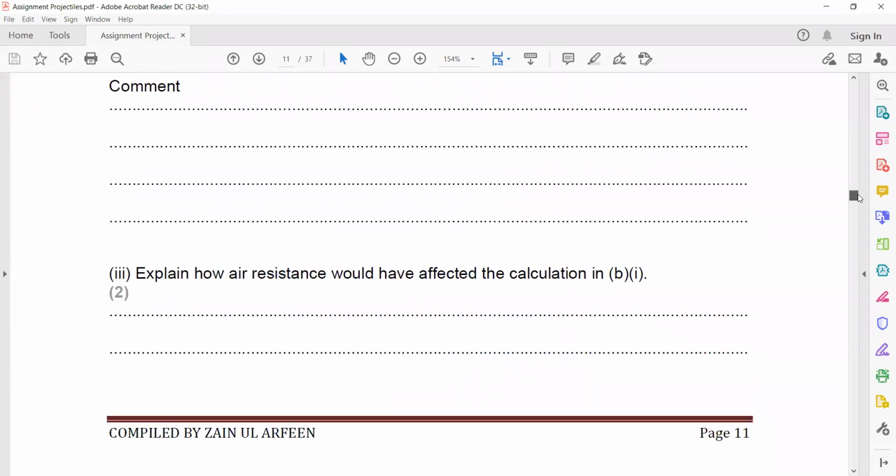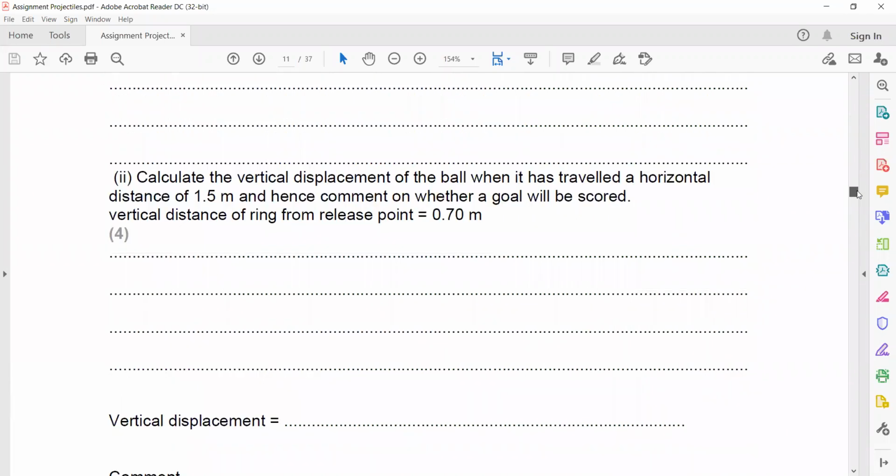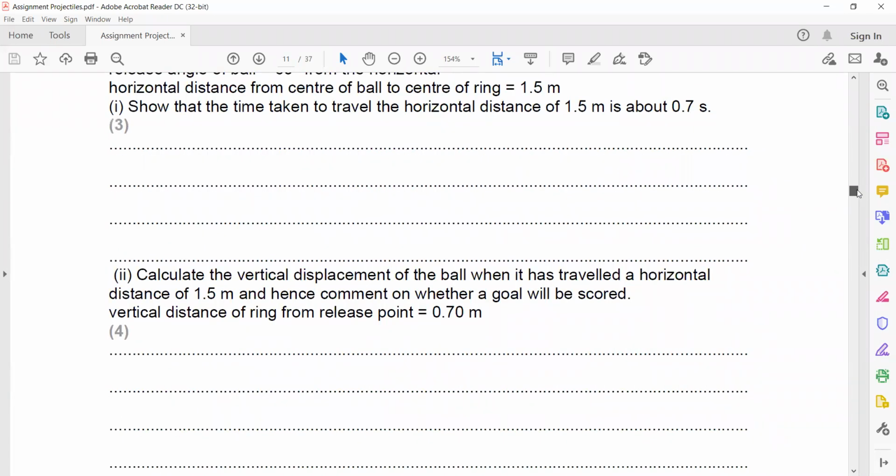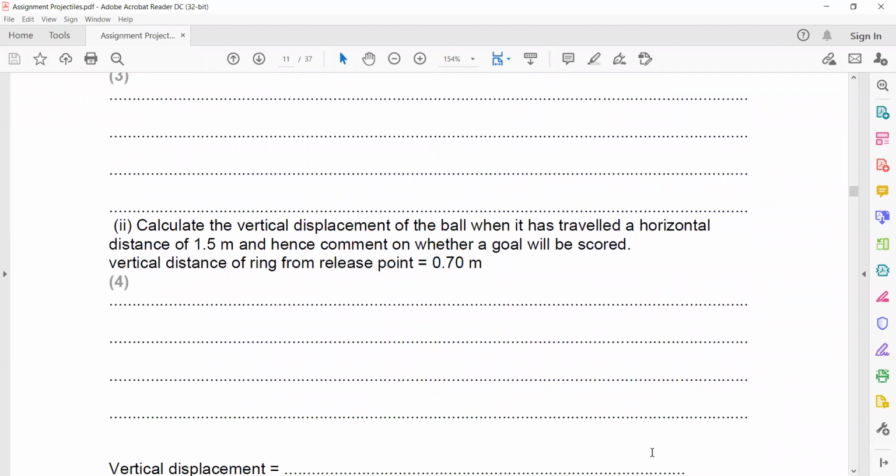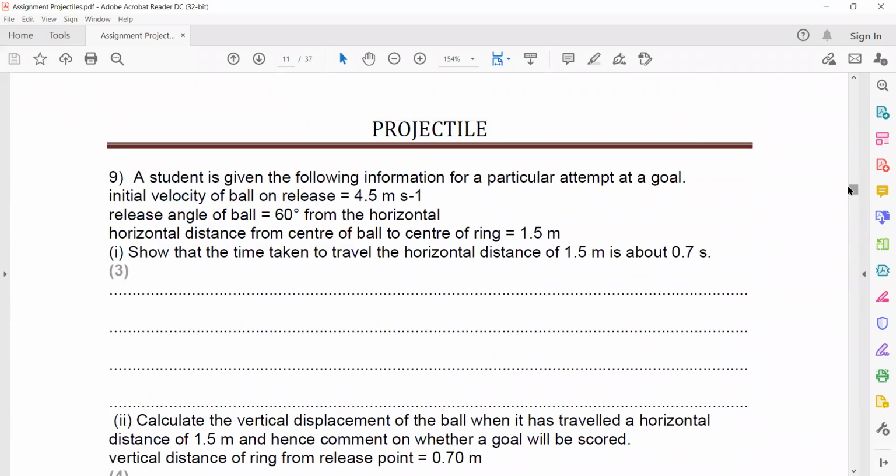Explain how air resistance would affect the calculation in B1. B1 is show that the time was 0.67. The horizontal component will decrease, so the calculated value of the time will increase. Because in B1 we calculated the time, and speed is distance over time. If there is air resistance, the speed will decrease. If distance is constant, the time will increase. So it will take longer to reach 1.5 meters.